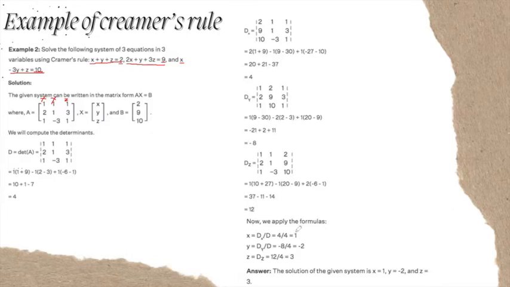Now, we apply the formulas to look for x, y, and z. X equals dx divided by d, which is dx is 4 and d is 4. So 4 divided by 4 equals 1. And y equals dy divided by d. So negative 8 divided by 4 equals negative 2. Z equals dz divided by d, which is 12 divided by 4 equals 3. So the solution of the given system is x equals 1, y equals negative 2, and z equals 3.